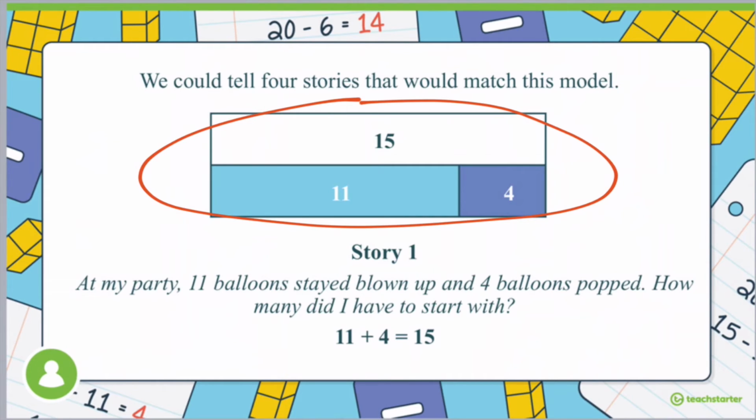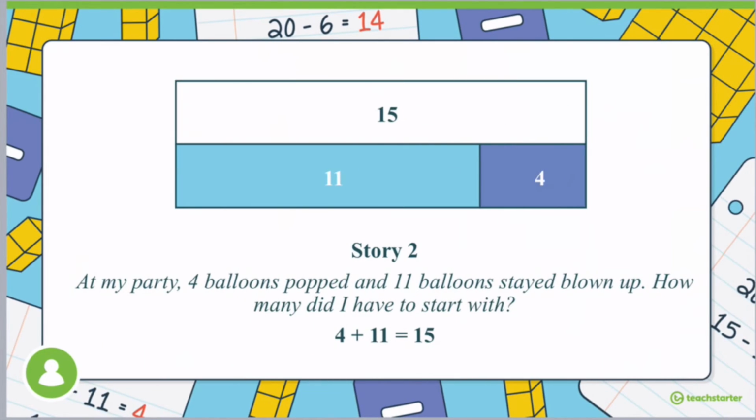Story 1. At my party, 11 balloons stayed blown up, 4 balloons popped. How many did I have to start with? So we had 11 balloons that stayed blown up, we had 4 that popped, and so in total, 11 plus 4 is equal to 15.